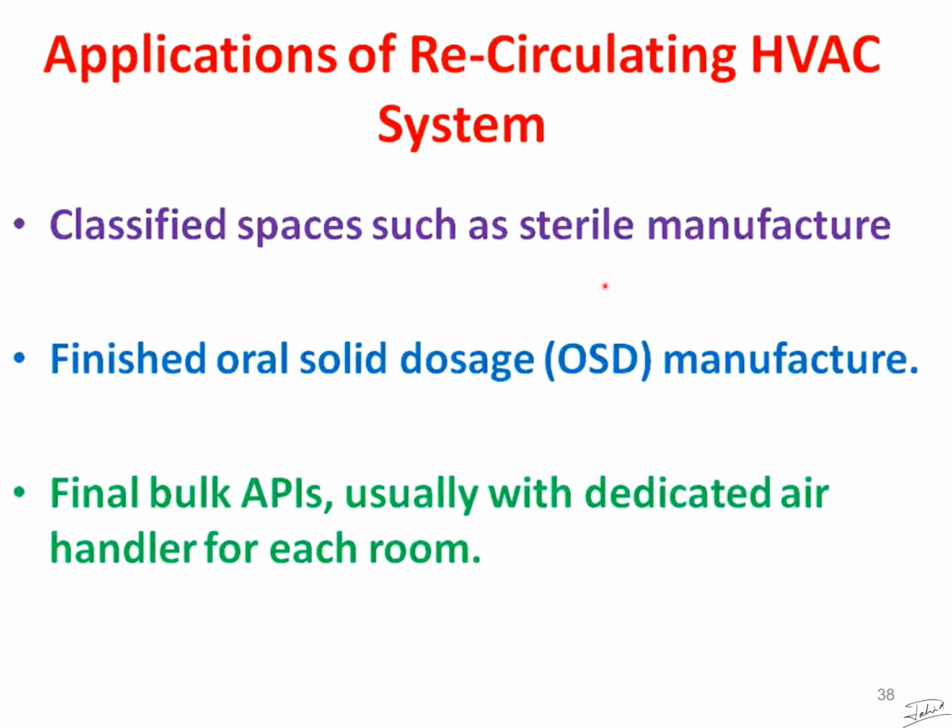You can see that in the sterile manufacturing area, you can use this in oral solid dosage forms like capsule or tablet. Then in final bulk API, usually with a dedicated air handler for each room, you can use this system. So the recirculated HVAC system is very common, very efficient and very useful for our manufacturing area.